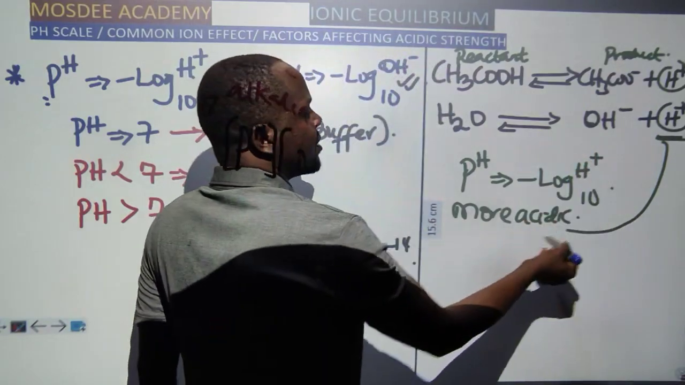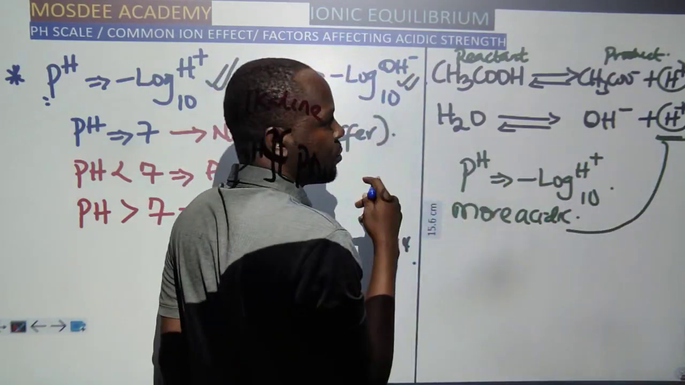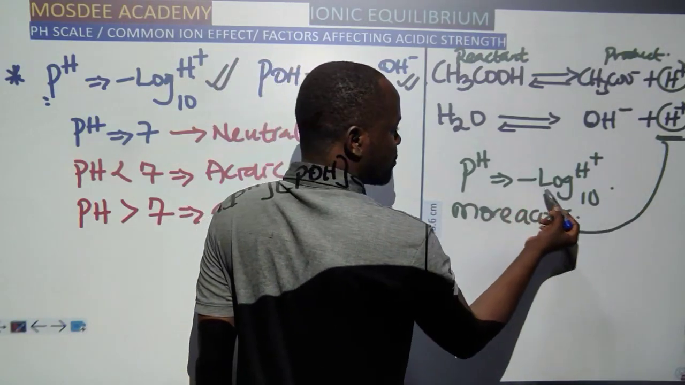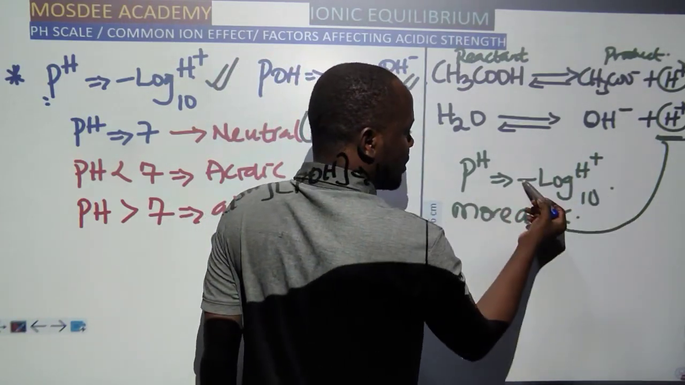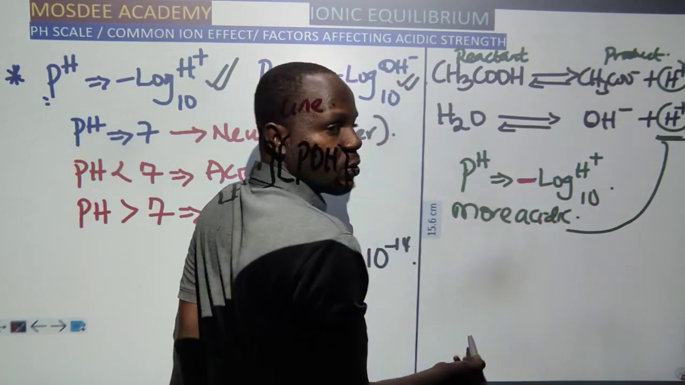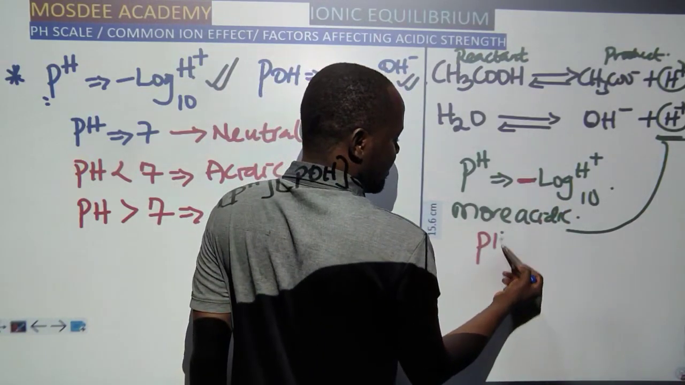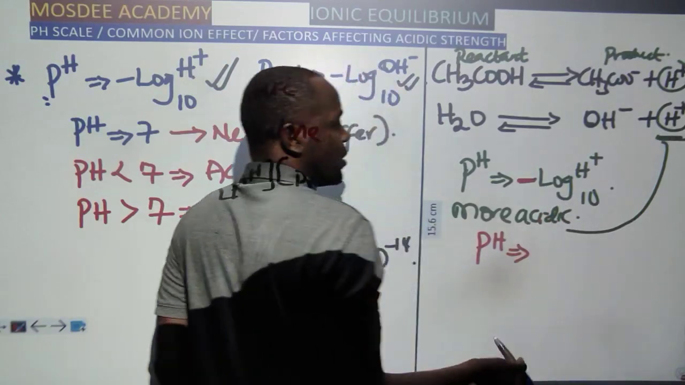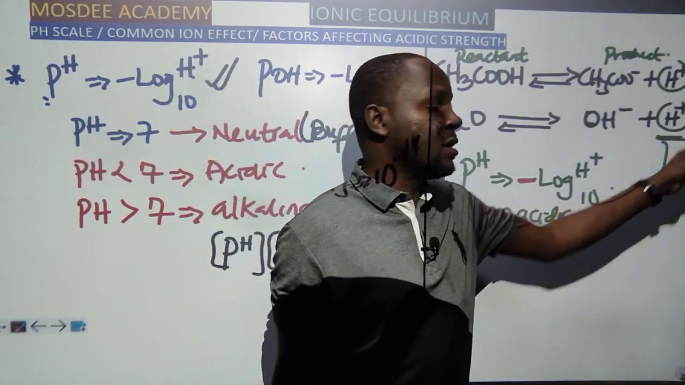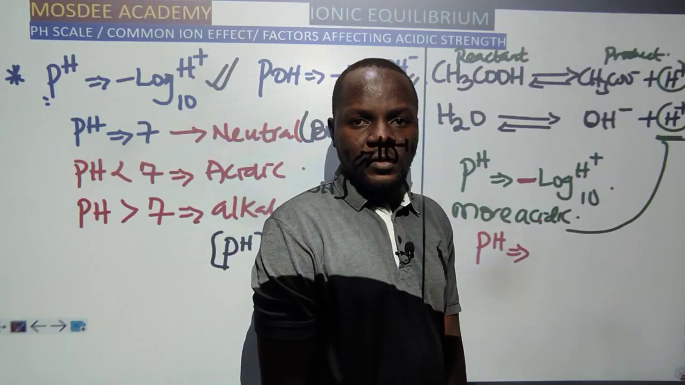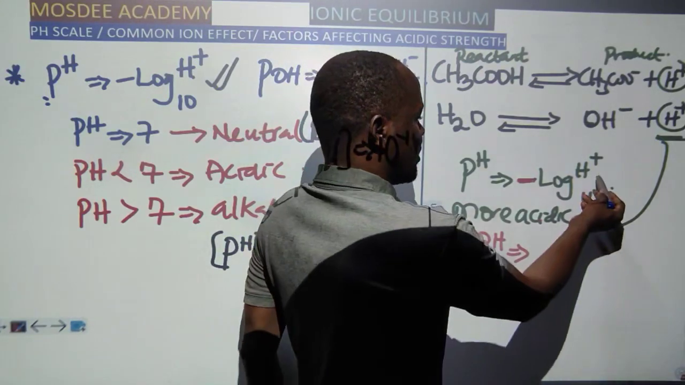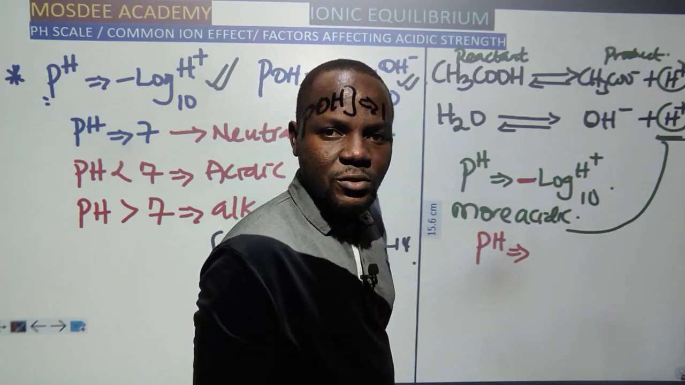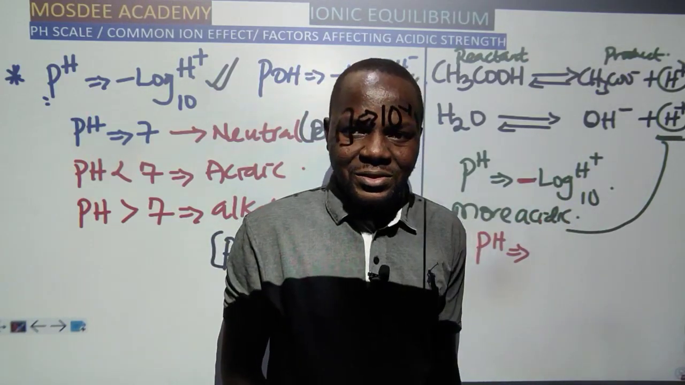Now, if there is an increase in the concentration of H plus, what will happen to pH? Because pH is a measure of H plus, the negative measure. Listen guys, H plus is increasing. If H plus is increasing, that means the pH is going to be more negative. So the pH is going to decrease. Do you understand my point now?